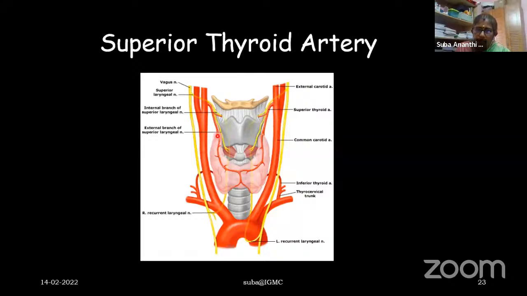What you have to remember here is, in the upper part, you have a nerve accompanying it, that is the external laryngeal nerve. The external laryngeal nerve will supply the cricothyroid muscle. Here you can see a muscle stretching between the cricoid cartilage and the thyroid cartilage, called the cricothyroid muscle. This is the only laryngeal muscle situated outside. This muscle is supplied by the external laryngeal nerve.